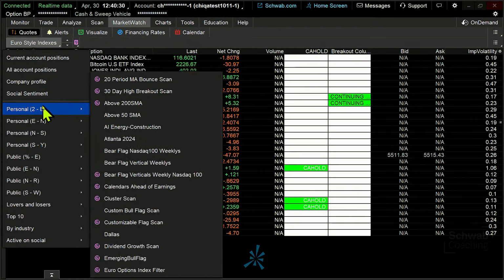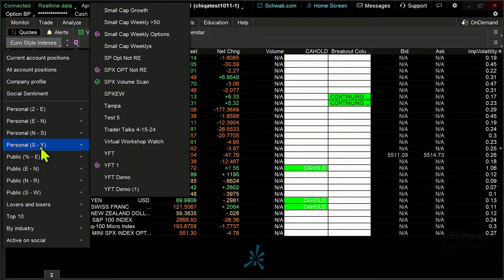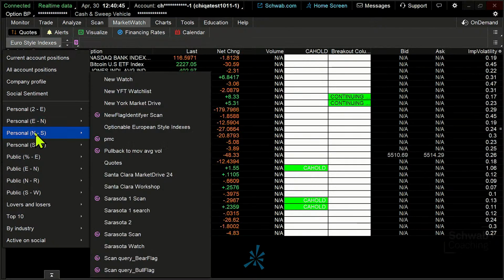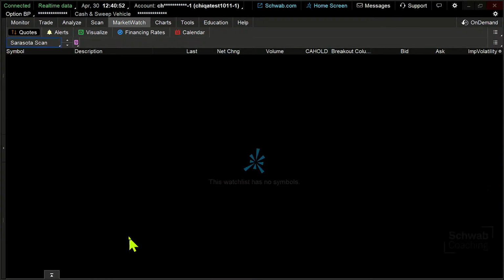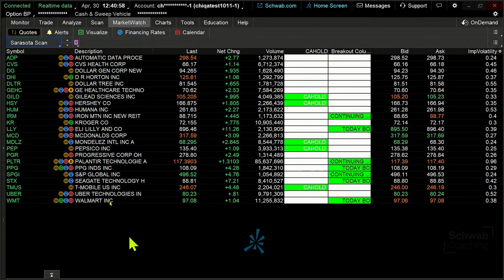I'm just going to pick one of my personal watch lists that I run fairly often, based on some of the scans I've already built. We could run a number of these, and you could do it on a public watch list as well, it doesn't matter. The one I'm going to choose is one we built last week, our Sarasota scan. I was at a branch event last week, and we came up with a bunch of stocks that met a particular characteristic. I have it already here in this list.